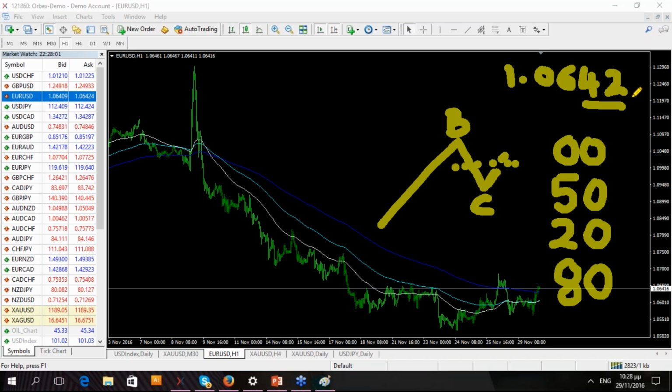There are 4 sets of psychological numbers that I look at, which are 00, 50, 20, and 80. It's in no order actually. So just remember these 4 sets of psychological numbers based on the last 2 digits. These are the only 4 that I pay attention to, and I adjust my take profit point and my entry point based on this.